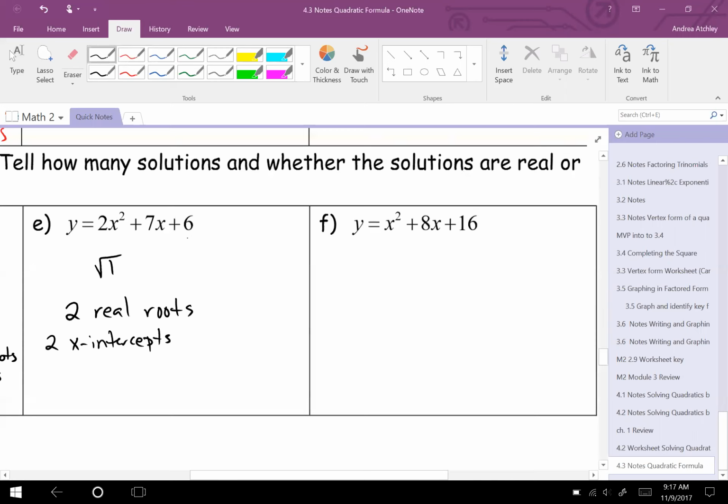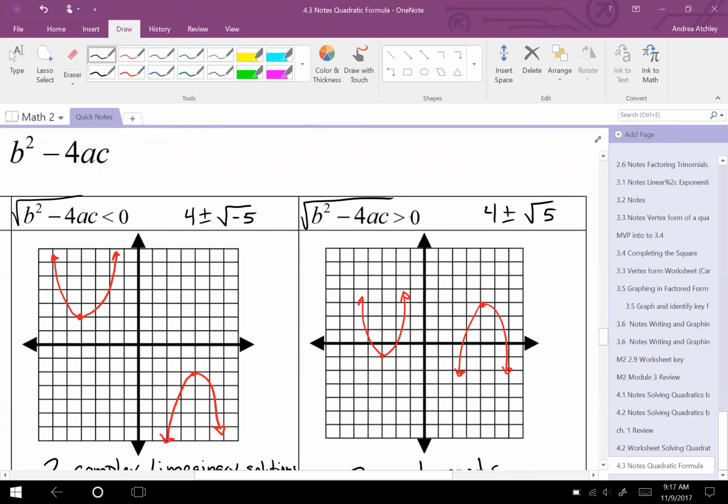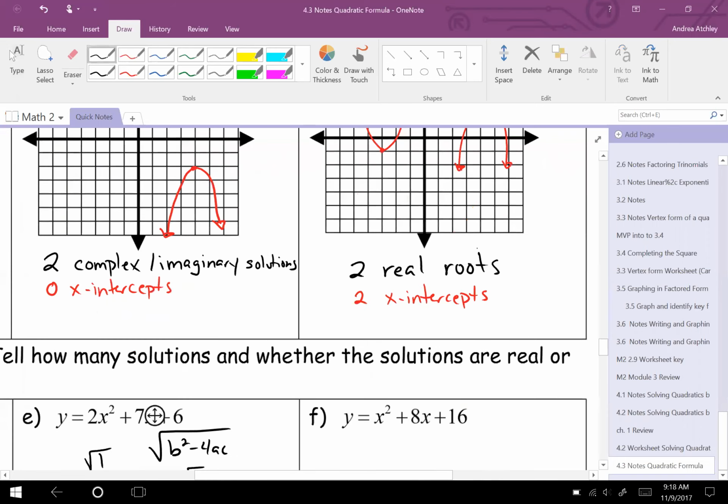Yes? Have you noticed like 2 real roots and like 2 x-intercepts? If you do the square root of b squared minus 4ac, and since this is a positive 1, you go back up here. It is greater than 0. That 1 is greater than 0. So it tells me it's 2 real roots. Okay.